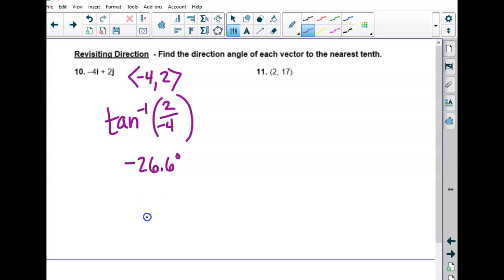Is that the right answer? What do we always have to check? -4, 2 is over here, right? -4, 2. So is -26 telling us the right angle? -26 would be down here. How do I get over into quadrant 2? Add 180. So the right answer should be 153.4.